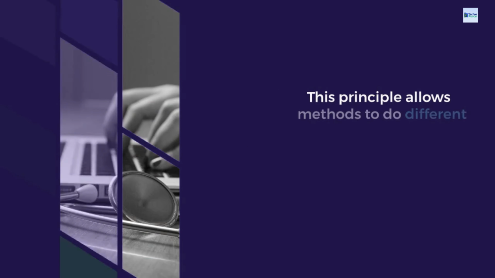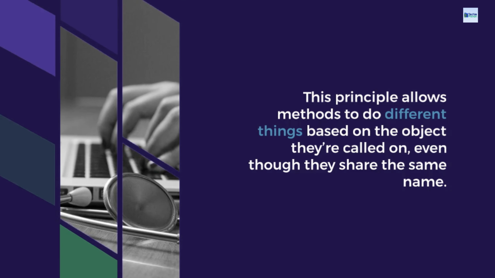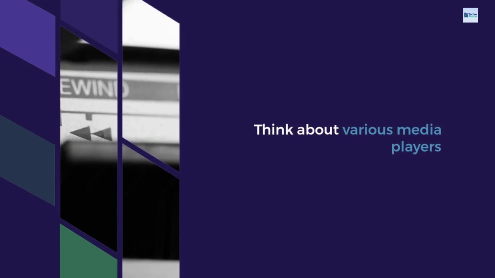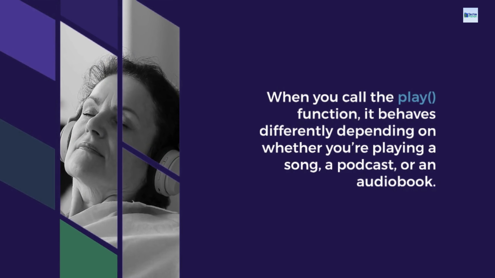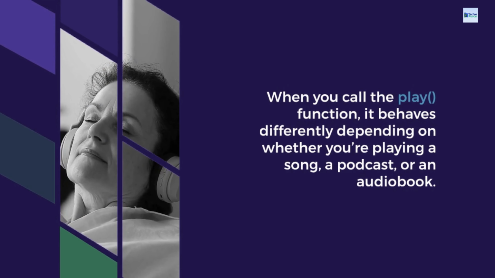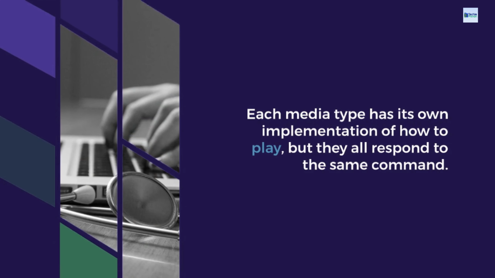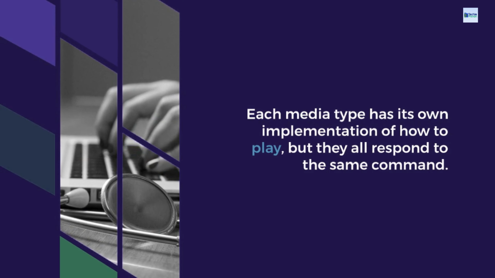This principle allows methods to do different things based on the object they're called on, even though they share the same name. Think about various media players. When you call the play function, it behaves differently depending on whether you're playing a song, a podcast, or an audiobook. Each media type has its own implementation of how to play, but they all respond to the same command.